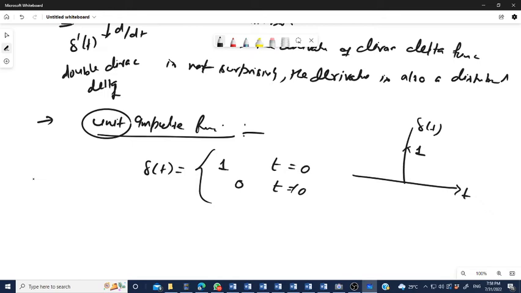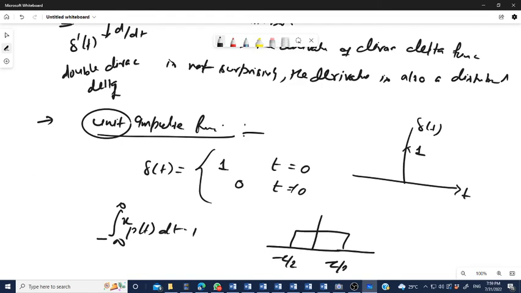Also remember, the integral from minus infinity to infinity of x(t) dt is equal to 1. What is x(t)? It spans from minus tau by 2 to tau by 2, and the value is 1 by tau. As tau tends to 0, the value changes towards 1. So this is the delta t function.